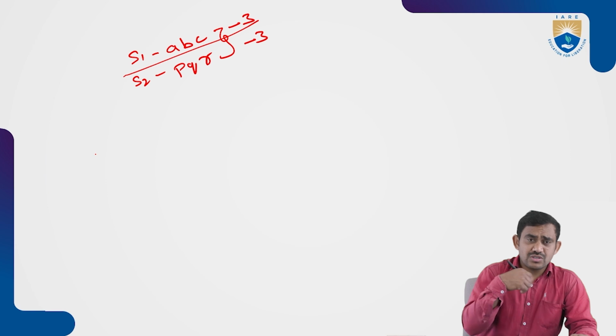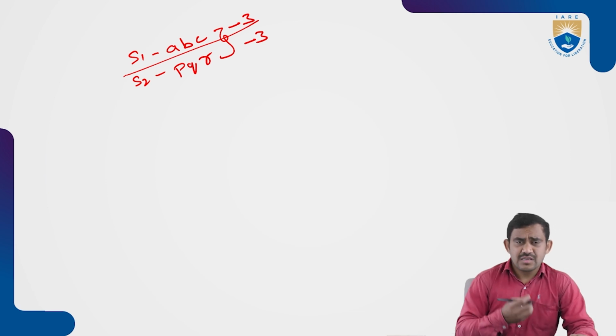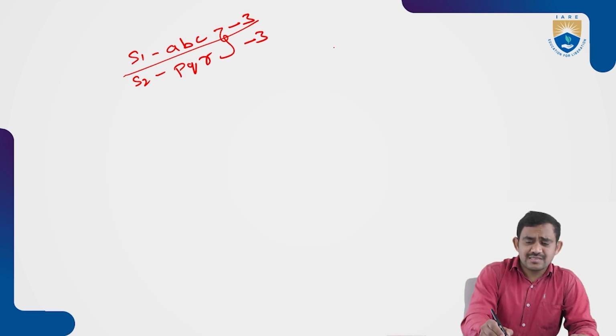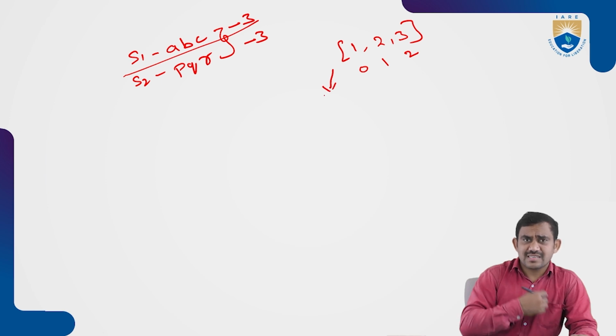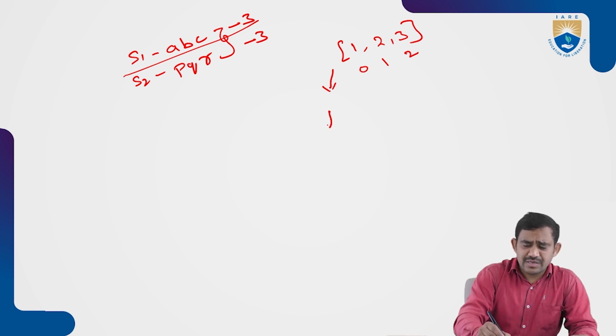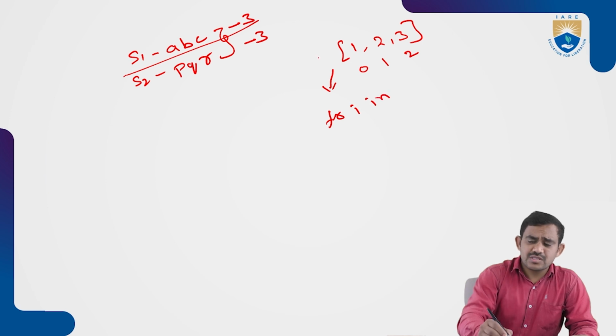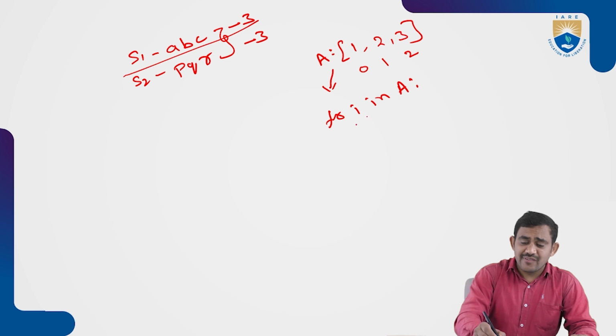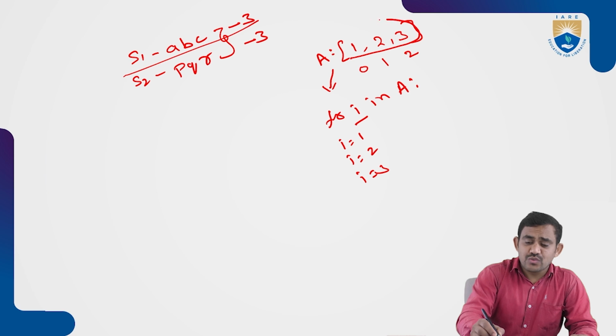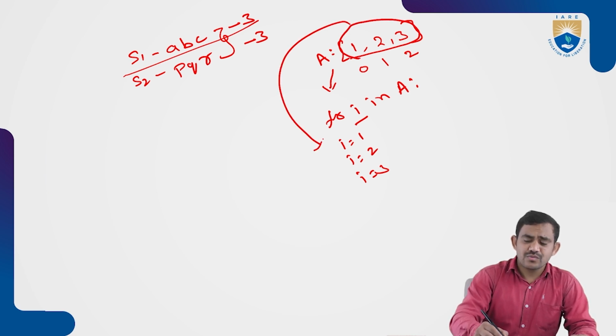For loop means traveling through your characters. Traveling is very simple, as in arrays. Suppose this is my list, and in the list we have 1, 2, 3. Then traveling means the 0th index, 1st index and 2nd index. If you want to travel using a for loop, it is for I in A, suppose this is array A. That means what are the I values? I equals 1, I equals 2, I equals 3. Whichever values we have in the list, the same values we get in I.